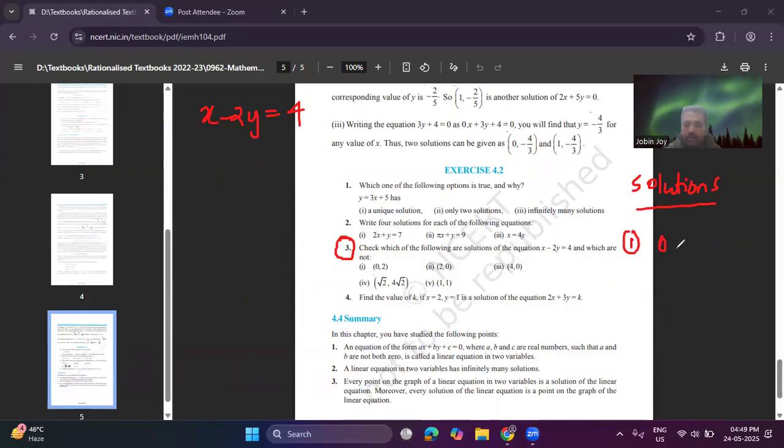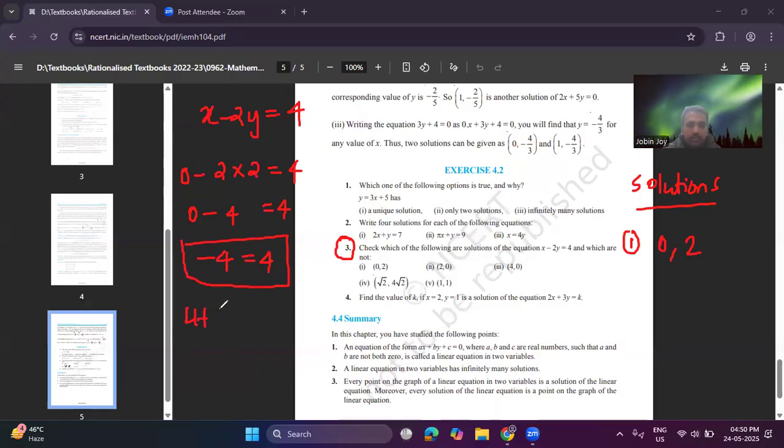So first one is 0, 2. So that means x equal to 0. So 0 minus 2 into 2 equal to 4. So 0 minus 2 into 2, 4. 0 minus 4 is minus 4. So minus 4 equal to 4. So here the problem is LHS not equal to RHS. So that means not a solution. 0, 2 is not a solution of this given equation.